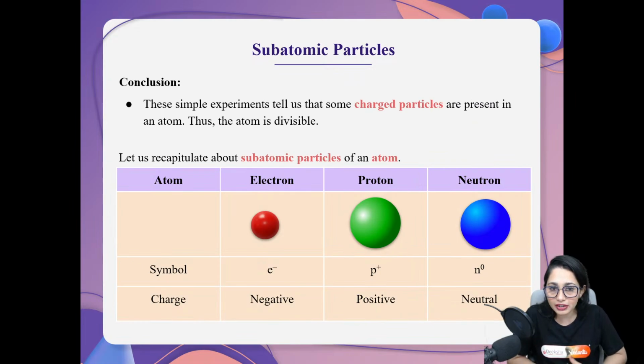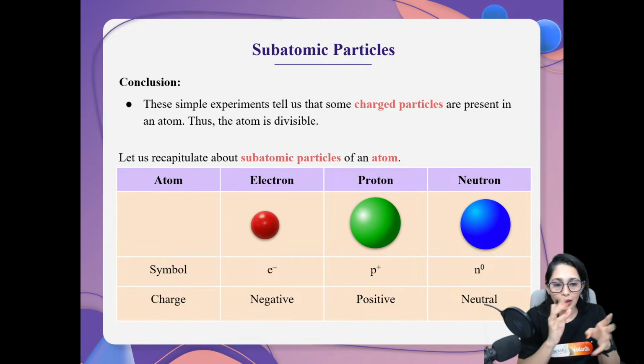So what can we conclude here? These simple experiments tell us that some charged particles are present in an atom, thus the atom is divisible. So there must exist some charged particles, right? Upon rubbing, upon collision, something formed there, right? So what is it? Atom must have something.